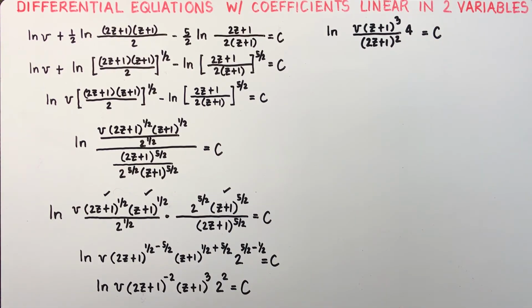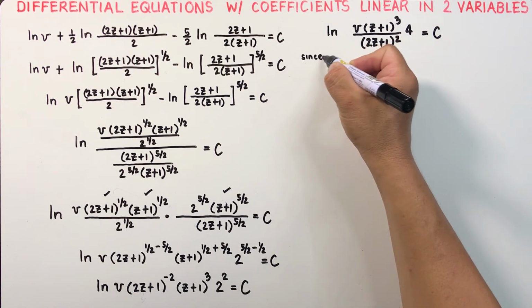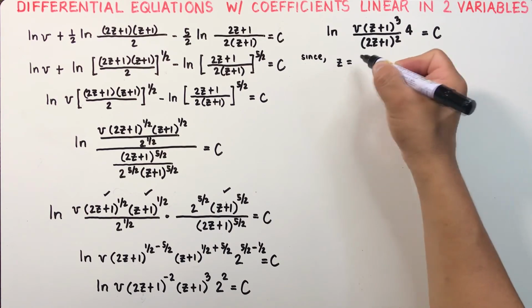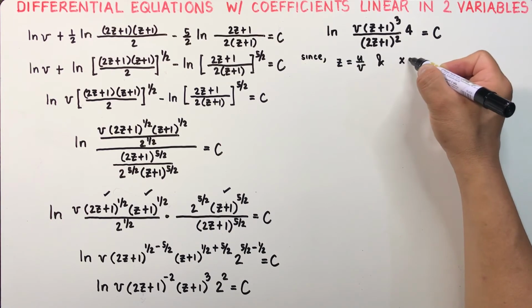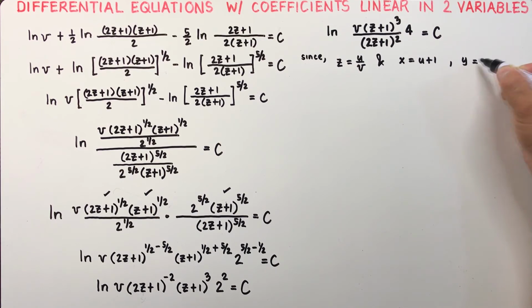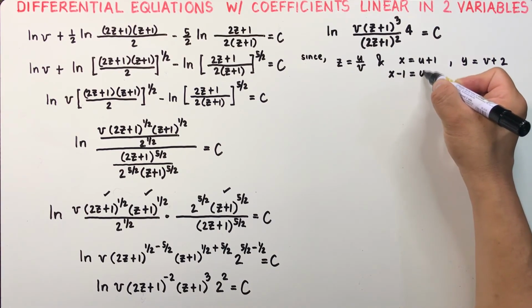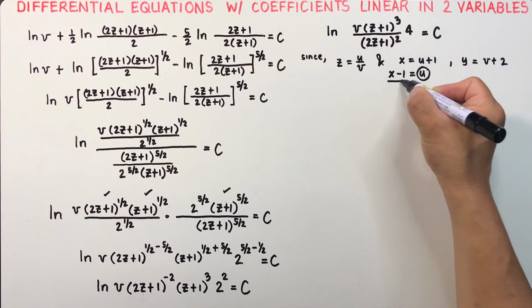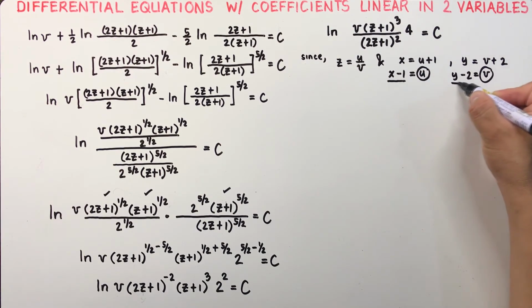And substituting back our original variables, we have our z, which is equal to u over v, and also our x, which is equal to u plus 1, and our y, which is equal to v plus 2. So therefore, our u is x minus 1. So this is the value of our u here. And our v is y minus 2. So this is the value of our v here.